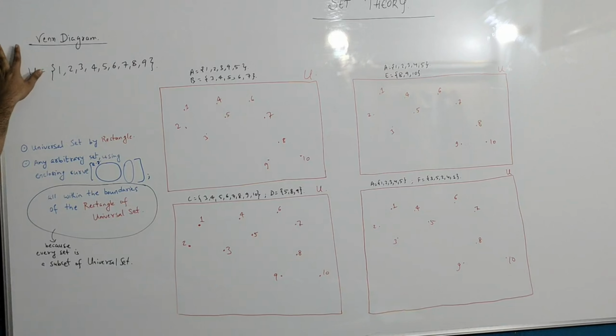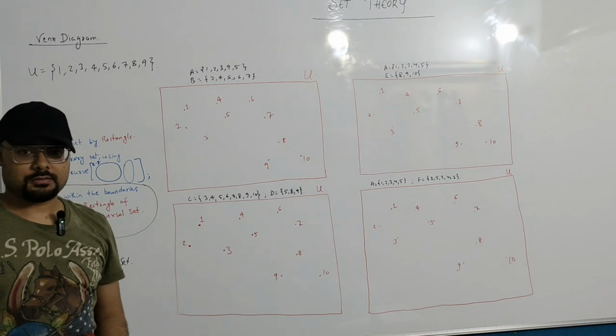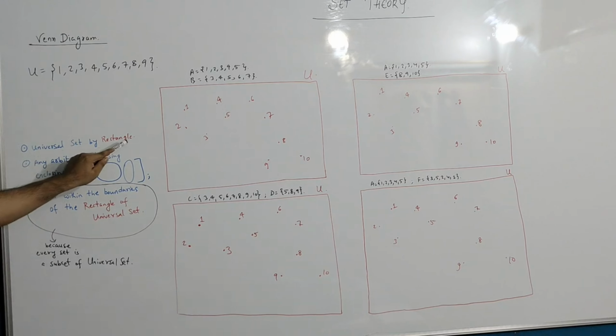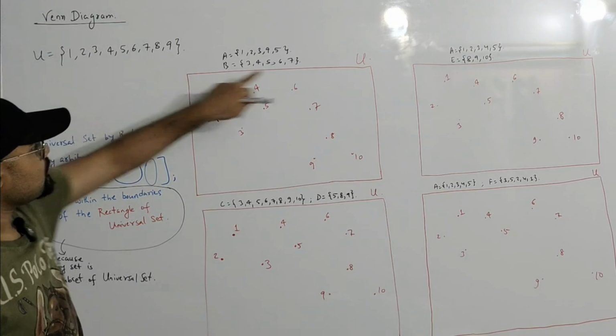Venn diagram is also one of the ways that you can represent a set. It is a pictorial representation of a set. For example, in this Venn diagram, the universal set is represented by a rectangle. So this is your universal set.